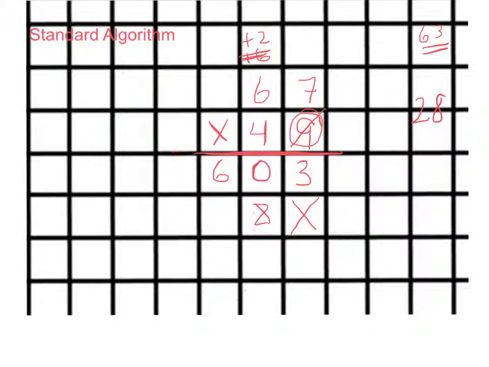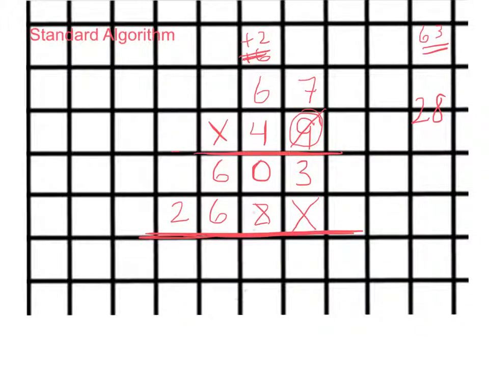So the next thing we need to do is 4 times 6. We know that that's 24, but I'm not done because I have to add the 2. So 4 times 6 is 24 plus 2 is 26. I'm going to write 26 right here.